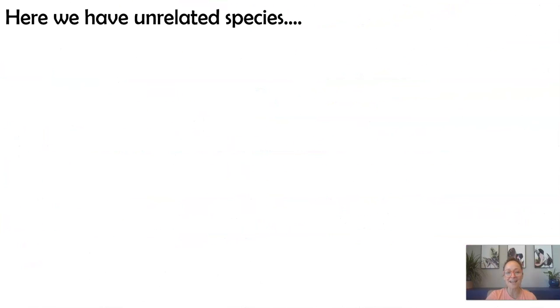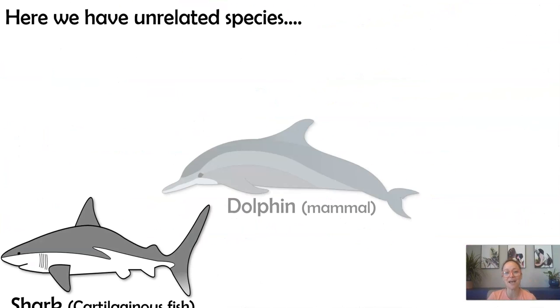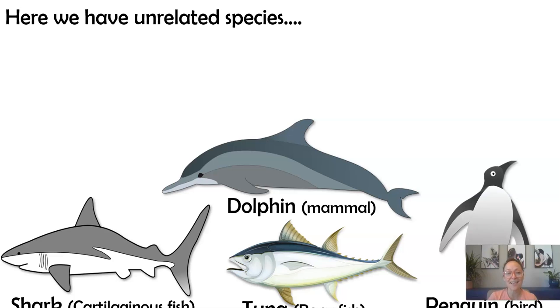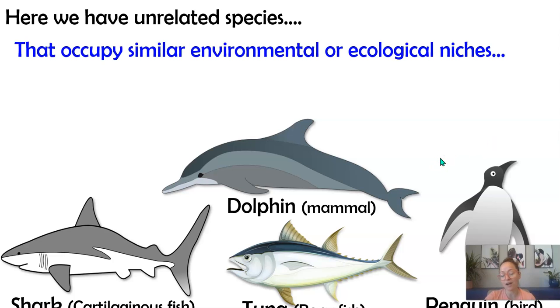So if we look at some unrelated species, here we have a shark that is what's called a cartilaginous fish, and so they don't have a bony skeleton. Sharks fall under the category of gnathostomes, and they evolved around 400 million years ago or something. Then we have a dolphin, which is a mammal. We have a tuna, which is a bony fish, and it actually has a skeleton. And then we have a penguin, that's a bird, right? So these four species do not share a common ancestor with a streamlined body.